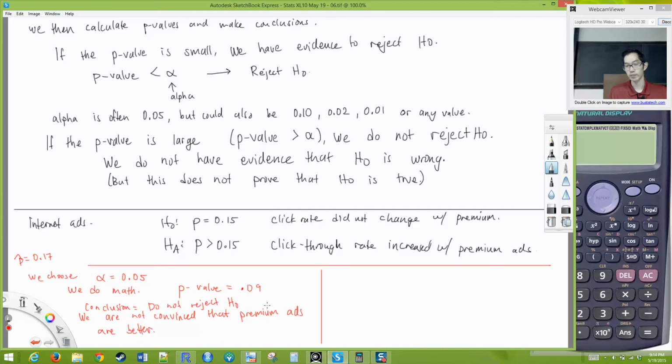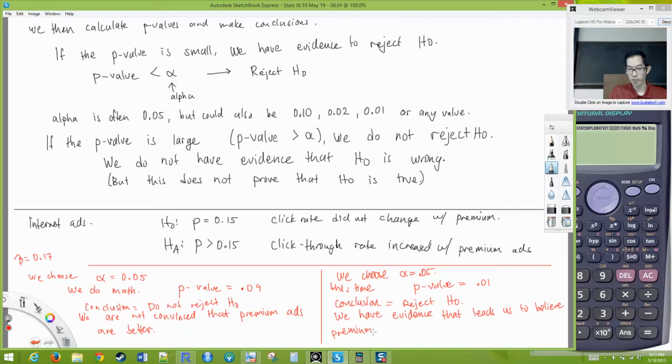On the other hand, let's say we choose alpha to be 0.05, and this time the p-value ends up being 0.01. Now what? So our conclusion is to reject the null hypothesis, and then what would we say? We would say we have evidence that leads us to believe premium ads have a higher click-through rate.